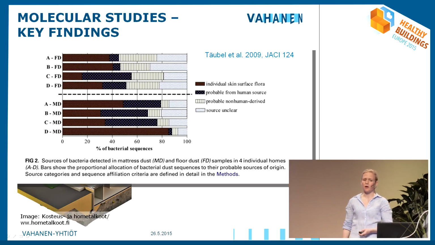And here we can see one example of that, mattress dust samples and floor samples. Here we see the species that were human-derived, and this is the others. And this was in mattress dust. It was even more significant, the amount of human-derived bacterial species.